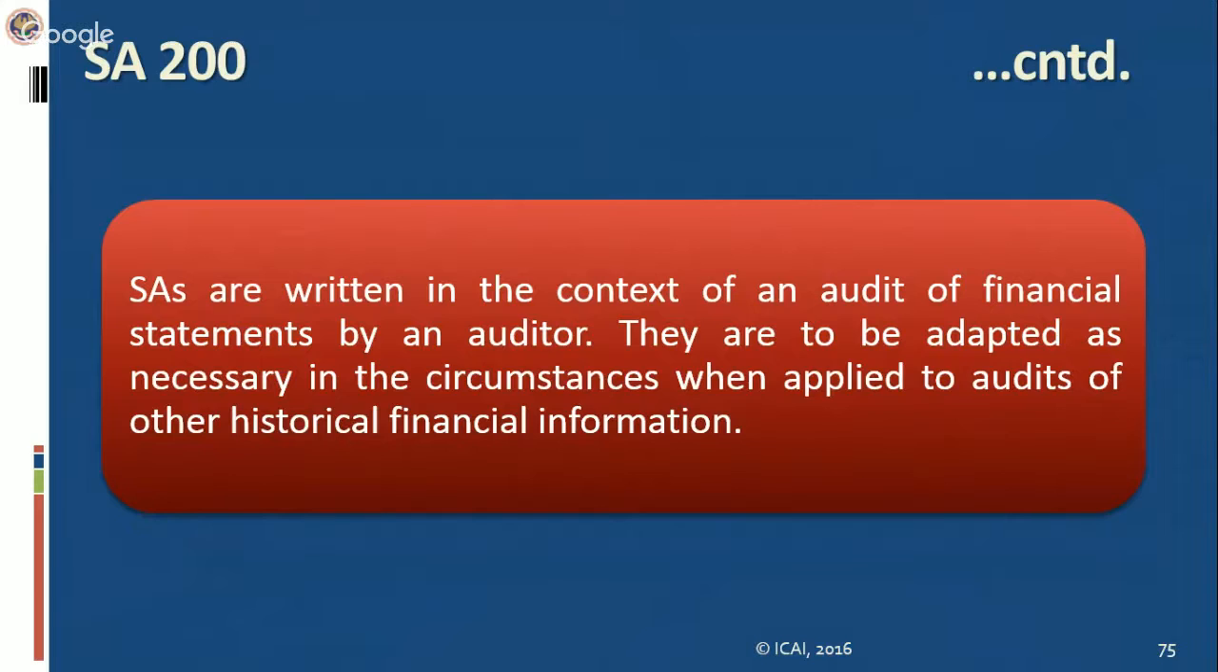The standards are written in the context of an audit of financial statements by the auditor. In which context have the standards been written? This is explained by standard 200: in the context of an audit of financial statements, which the auditor does. So they are to be adapted as necessary in the circumstances when applied to audits. Nothing to learn, nothing to remember, just read out.